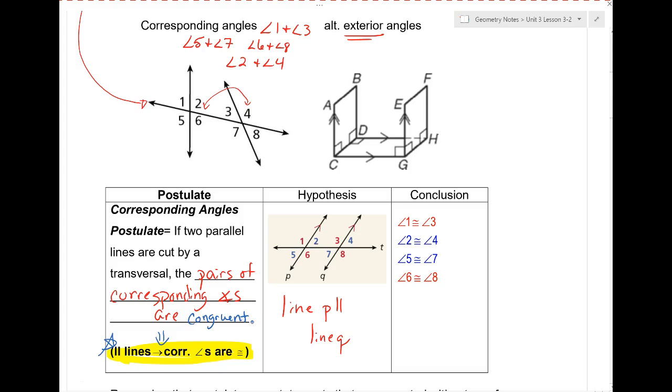Now, here's the thing. Anytime you see parallel lines, listen up, guys, anyone who's ever taught geometry and who's had geometry, the book is going to expect that the moment you know parallel, you should always be looking for this. If the first thing you're given in a proof is parallel lines, you should start looking for corresponding angles, because we know that they're going to be congruent to each other.